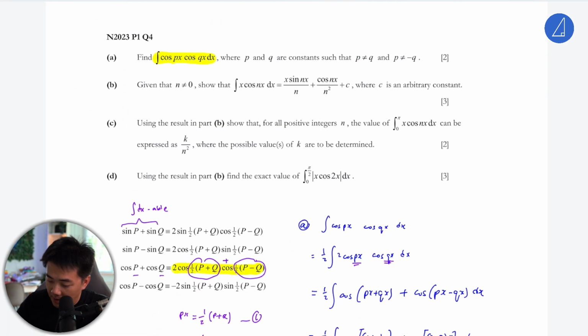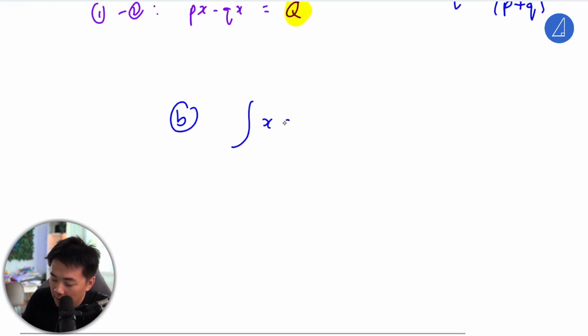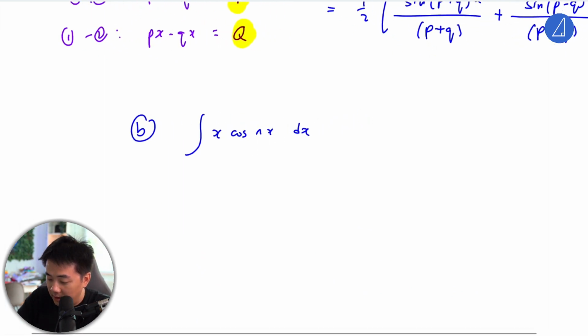Then we're going to look at part B. Given that n is not equal to 0, show that the integral of x cosine nx is given by this, where c is an arbitrary constant. What we could do is integration by parts. So we have x cosine nx dx. If we use LIATE, this x will be our u, and this cosine nx is our dv dx.